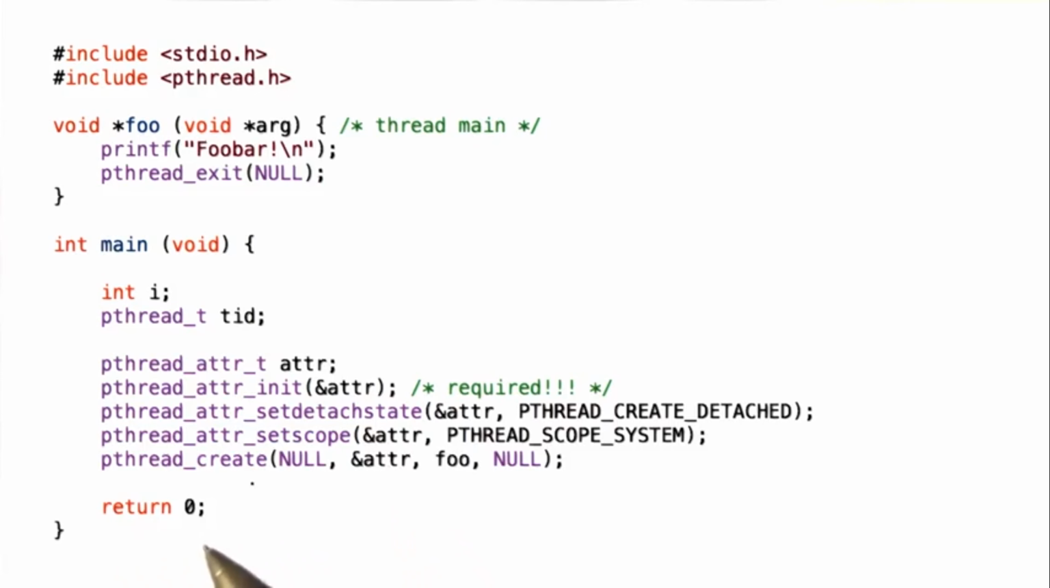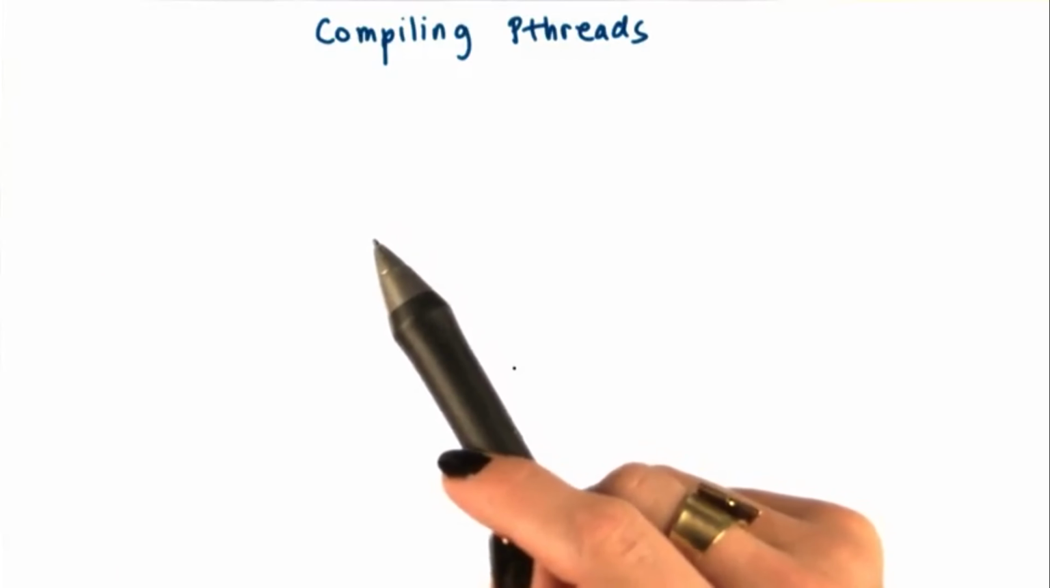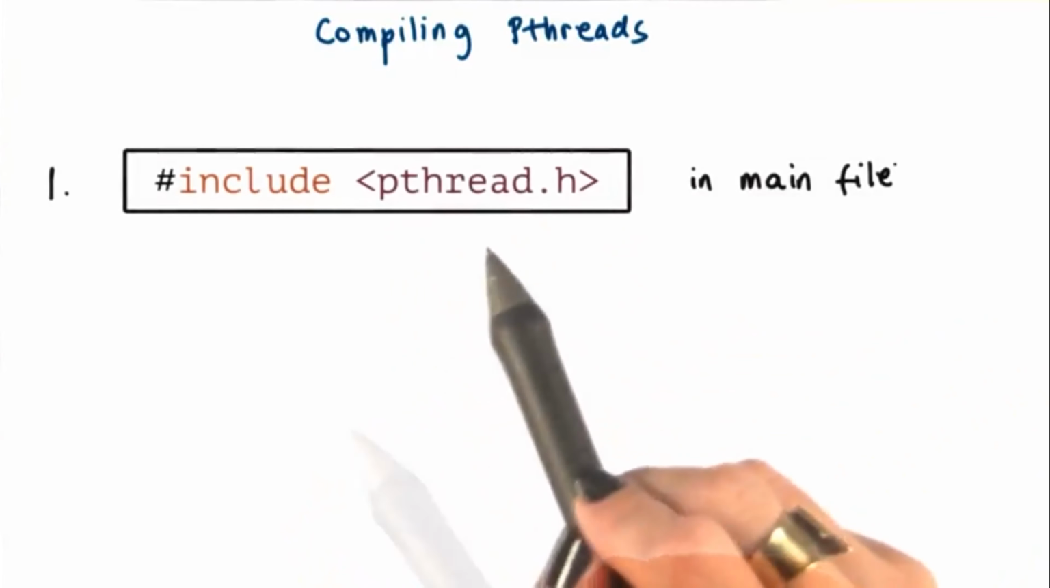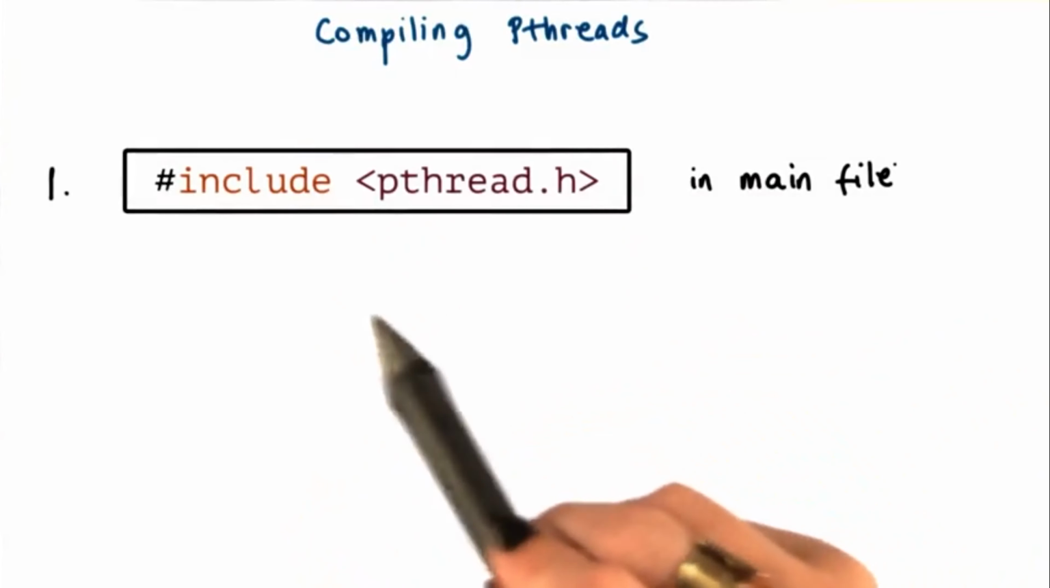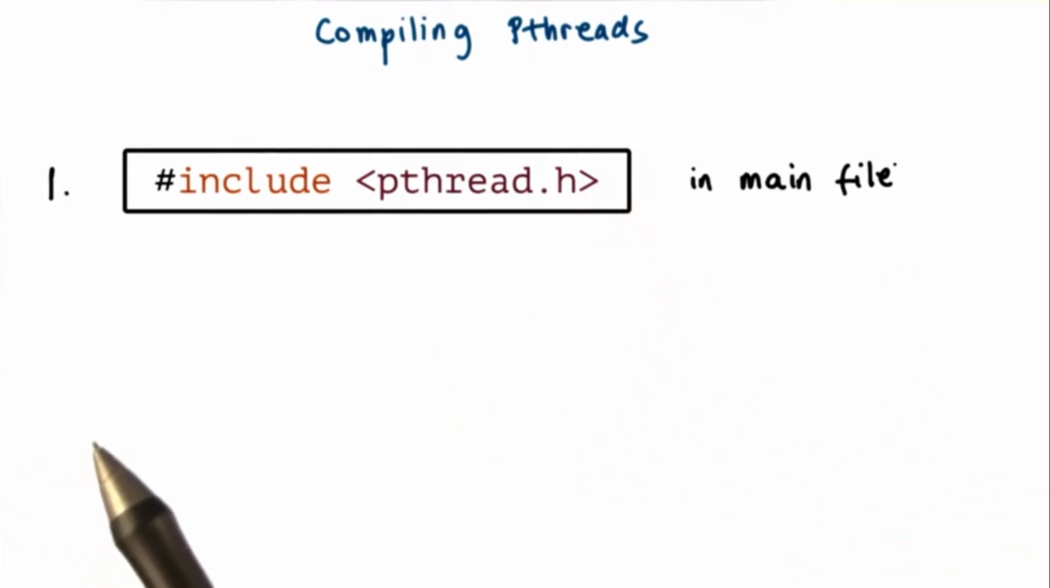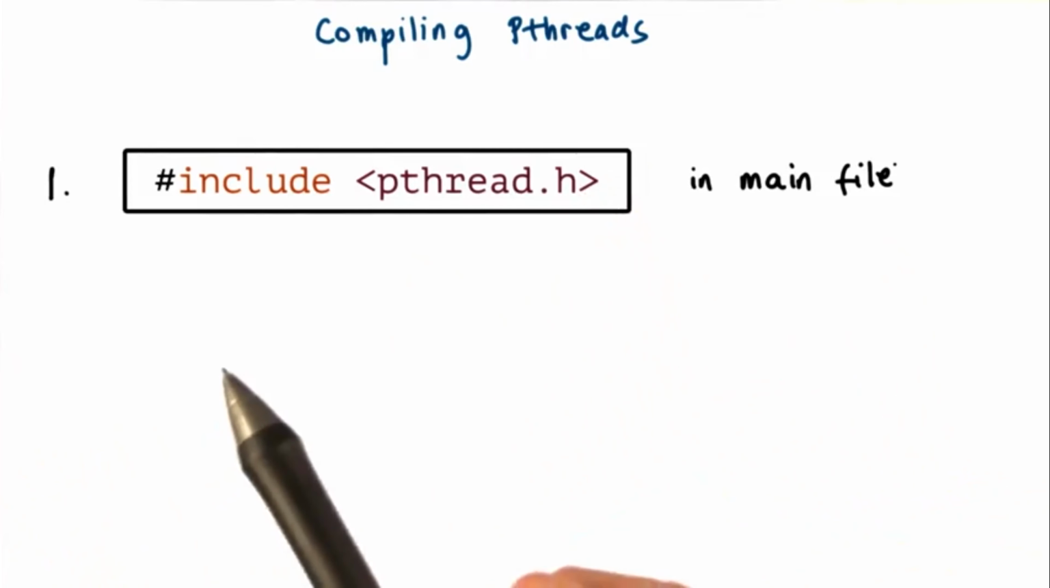Once the attributes have been initialized and set to the desired values, the resulting data structure is passed to the call pthread create. Before we look at some examples, there are a few things that we need to consider when compiling threads. First, make sure to include the pthread header file, pthread.h, in your main file that contains the pthreads code. Otherwise, your program will not compile.